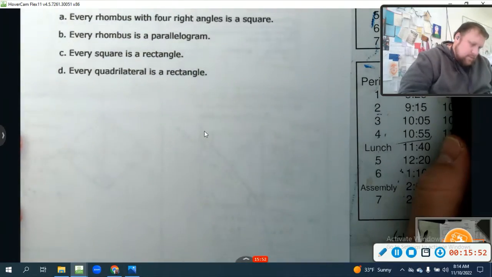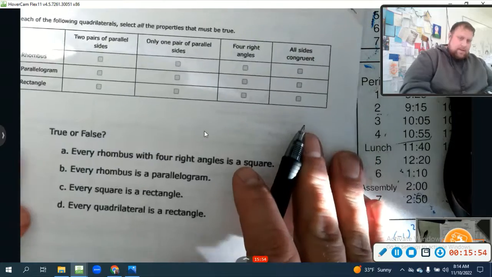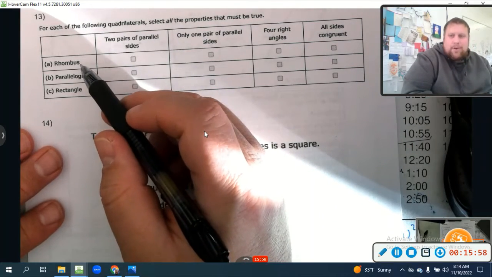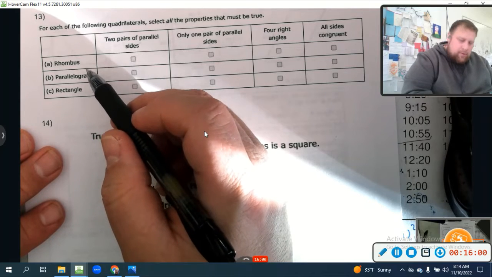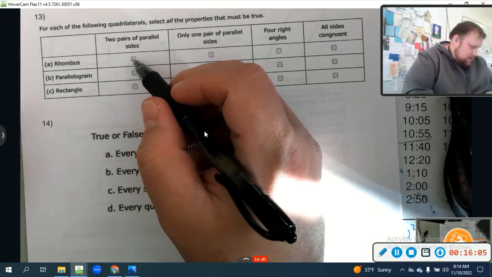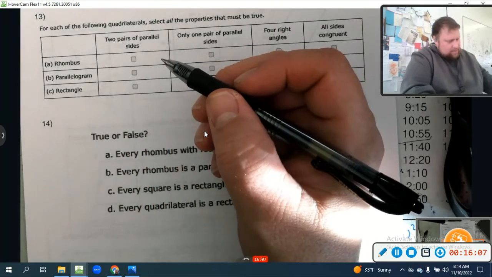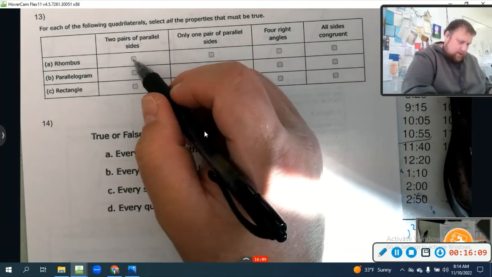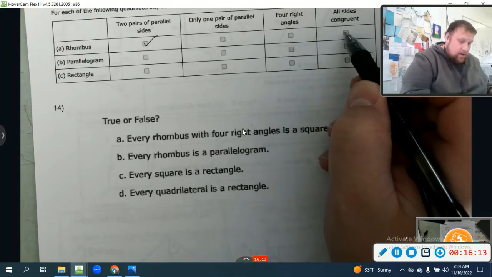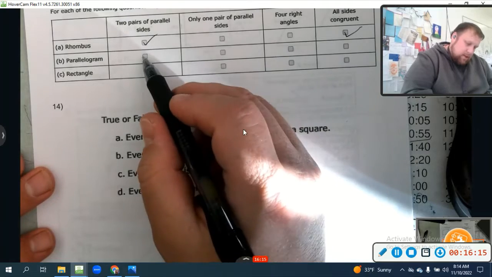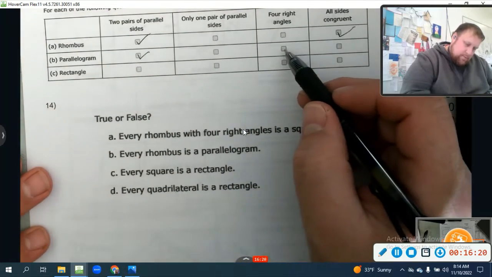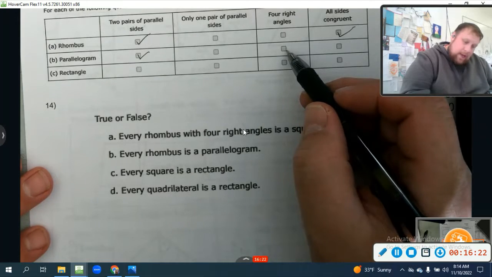Now we've got just a couple questions to go through. A rhombus is an equilateral quadrilateral, so all four sides are equal. Two pairs of parallel sides? The answer is yes. Only one pair? Nope. Four right angles? Not necessarily. All sides are congruent? Yes. Parallelogram? Two pairs of parallel sides? Yes. Only one pair of parallel sides? Nope. Not necessarily all four right angles. And a parallelogram doesn't necessarily have all congruent sides.